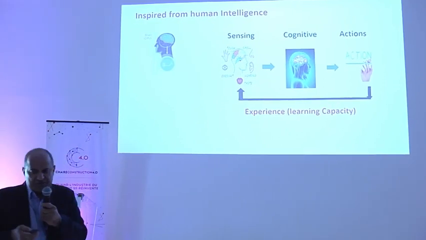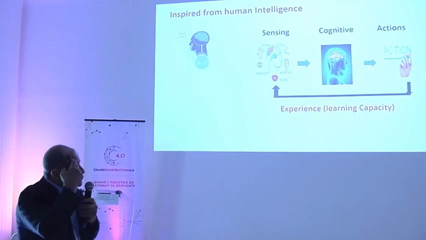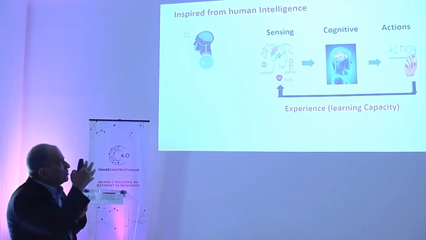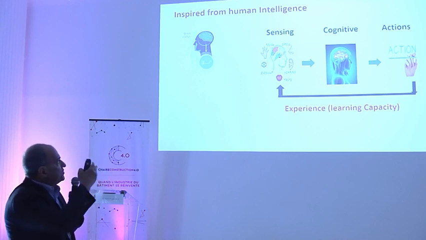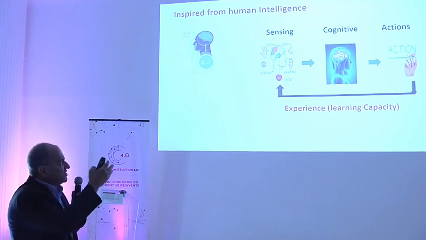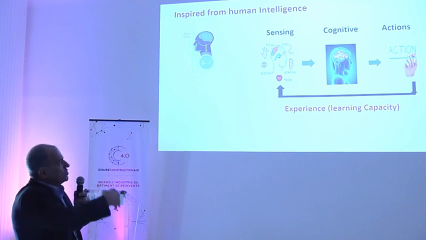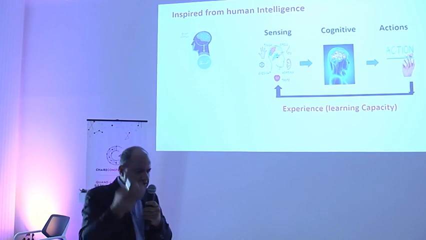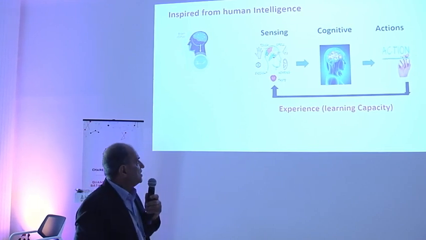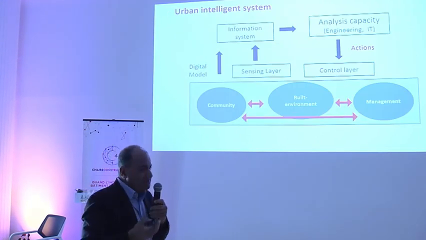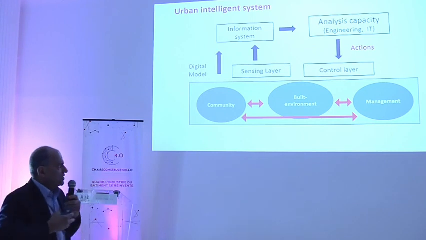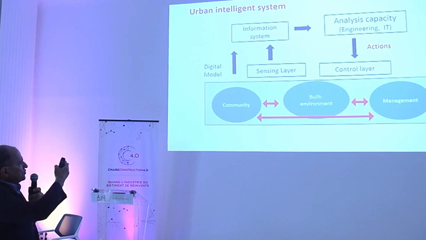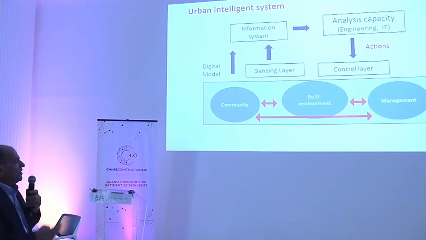Now, this technology, which is very important, is inspired by human intelligence. When we speak about human intelligence, we have these three components: sensing, cognitive, and action. And also, we learn from experience. This is how the human brain works. Now, if we want to use the same scheme for our infrastructure, for our cities, we also have our city concerning the community, the built environment, and the management.